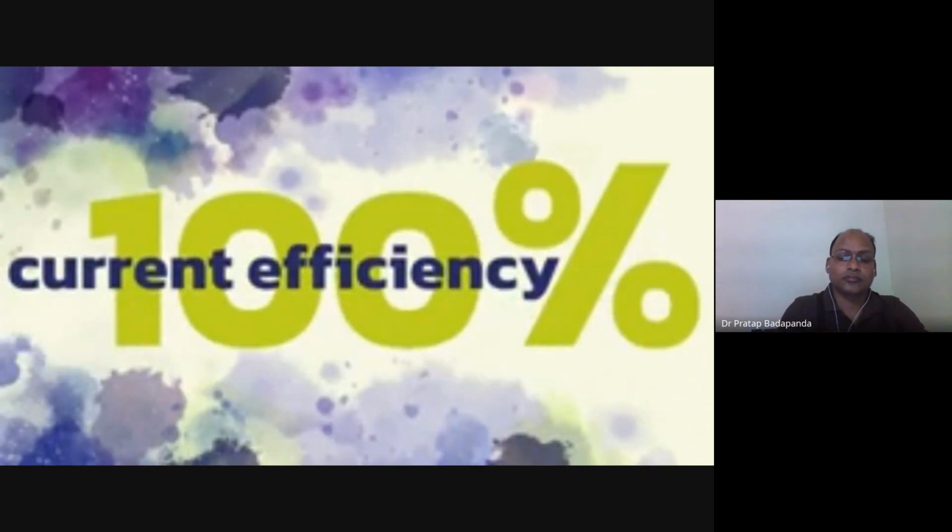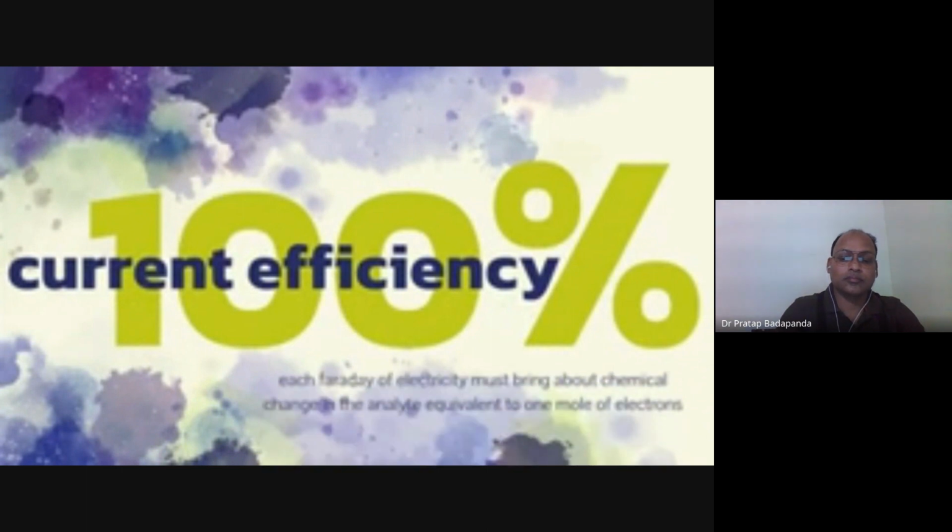A fundamental requirement for all coulometric methods is 100% current efficiency, that is, each Faraday of electricity must bring about chemical change in the analyte equivalent to 1 mole of electrons. Note that 100% current efficiency can be achieved without direct participation of the analyte in electron transfer at an electrode.